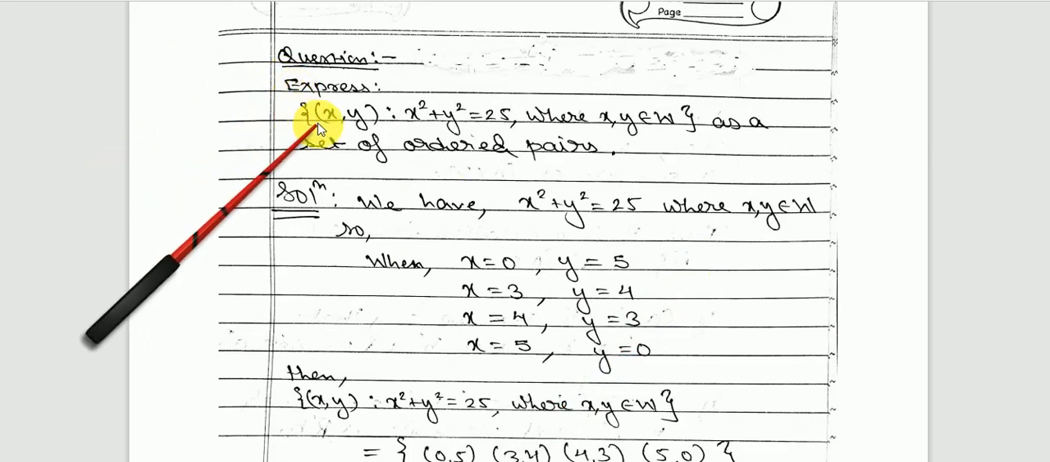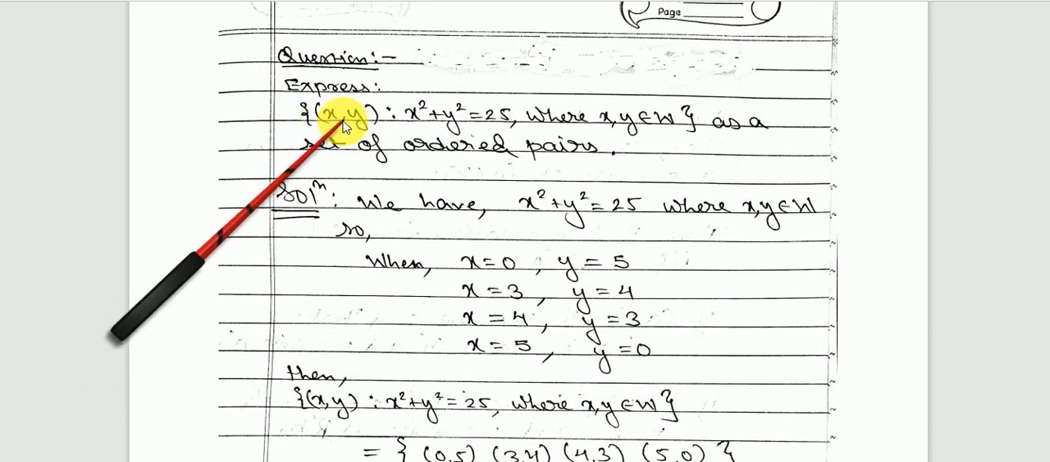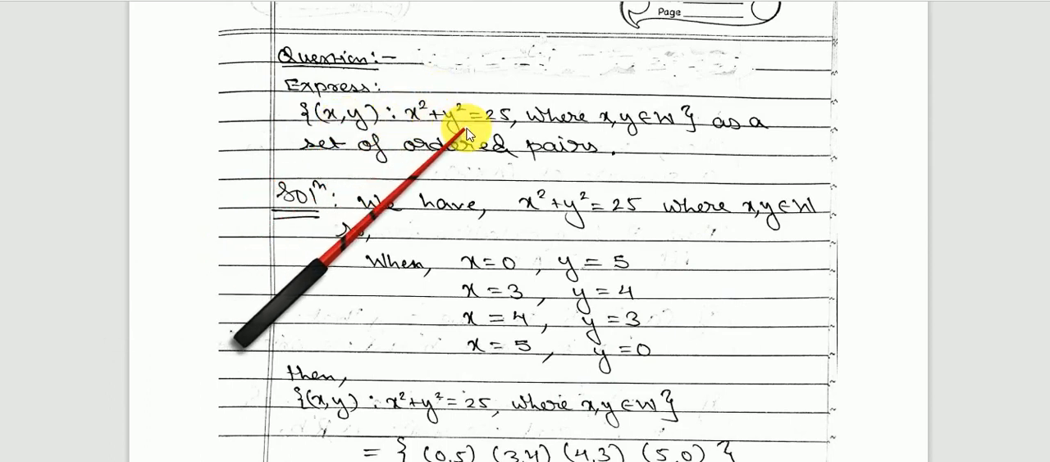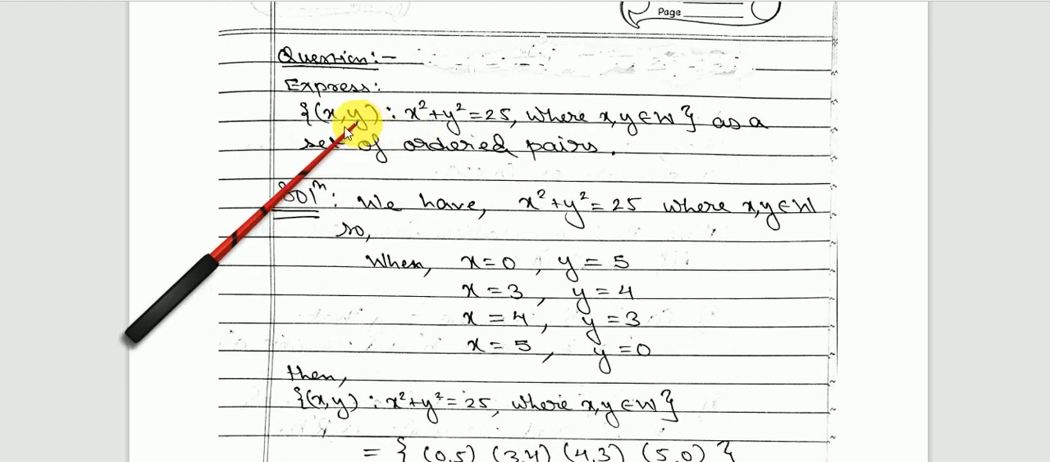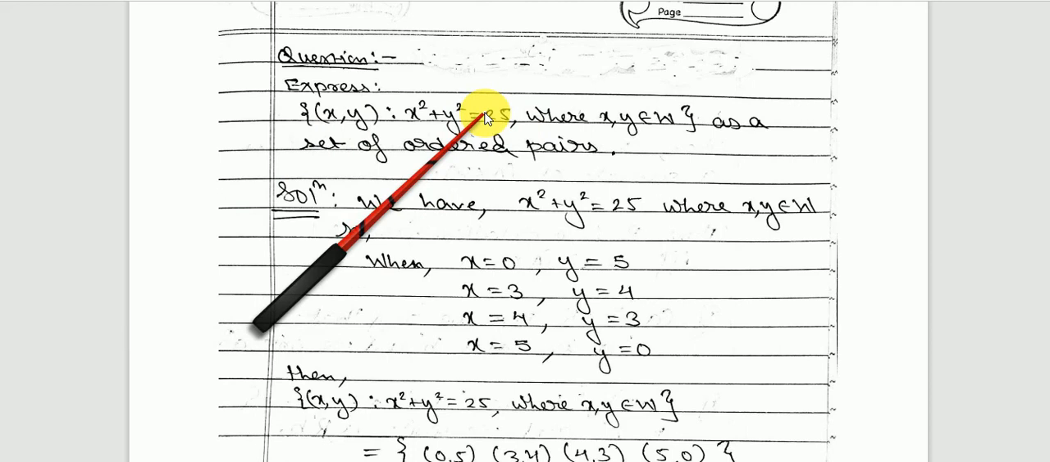Next question: express this set, which contains ordered pairs x comma y such that x square plus y square equal to 25 and x and y are whole numbers, as a set of ordered pairs. So this set is given in set builder form. And this set contains ordered pairs x comma y, and x and y are related as x square plus y square equal to 25, and x and y have to be whole numbers.